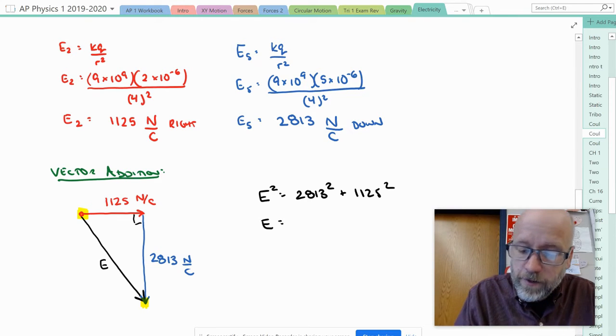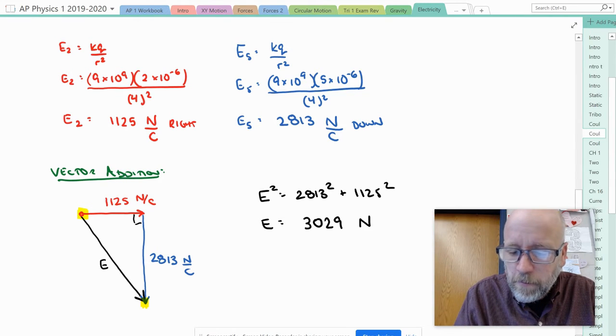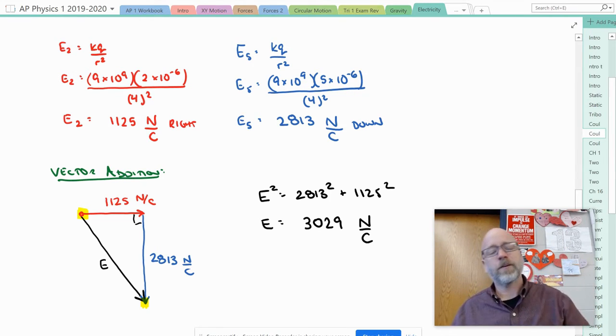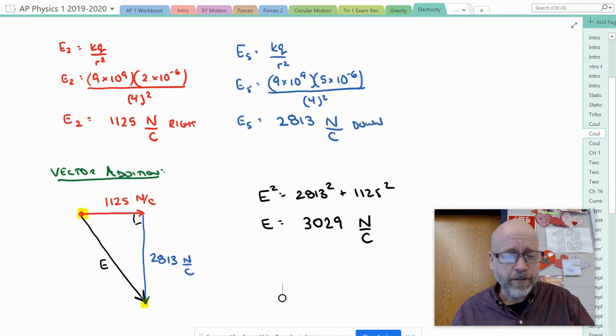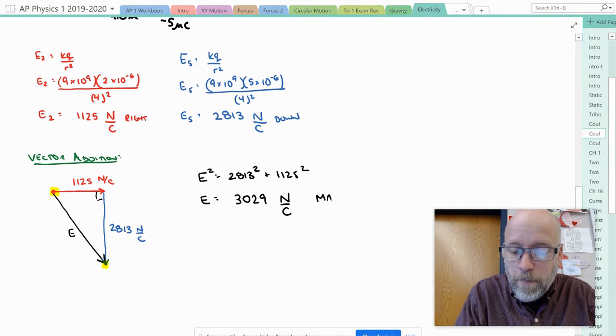I've got 3029. Now, should I round that to 3030? Yeah, probably. But I think I might just leave it at that. Hey, I'm done. Oh, no, wait. It's a vector. And since it's a vector, this is solely the magnitude of the electric field.